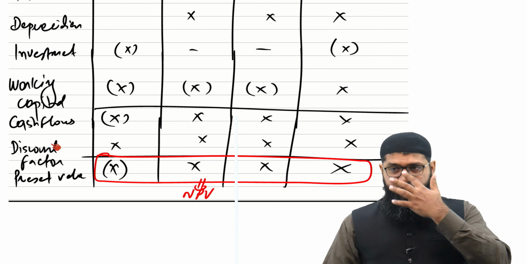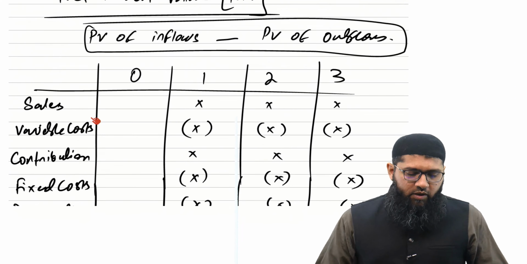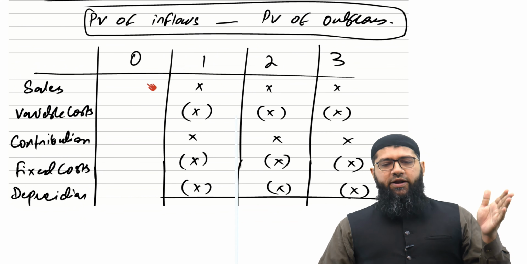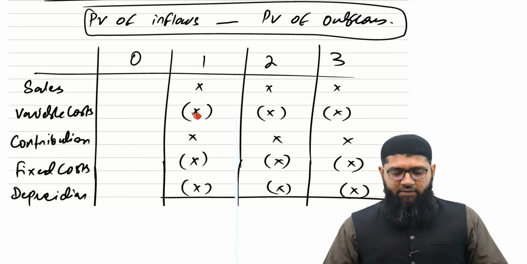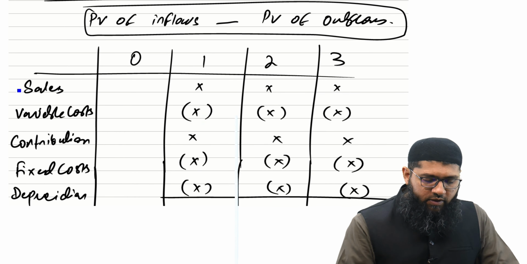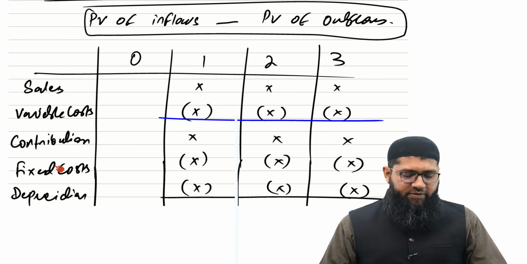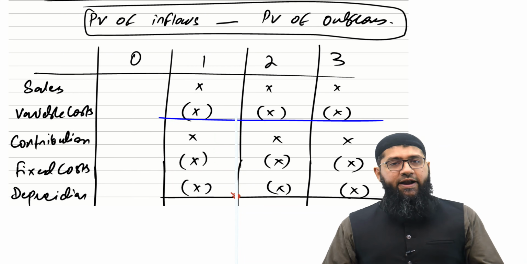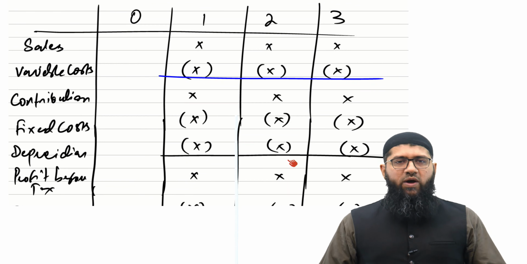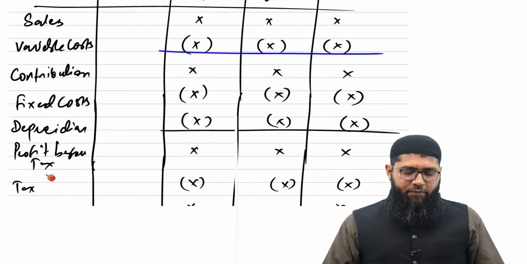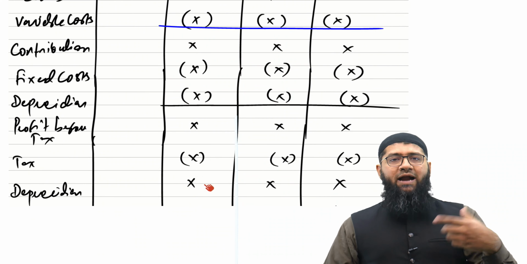Now let's start discussing it. What is actually going to happen, let's say. You have a starting point, which is the sales, an inflow. You deduct the variable costs, and as a result you get the contribution. After the contribution, you deduct all the fixed costs and the depreciation, and then you have the profit before tax. Once you have the profit before tax, you deduct the tax from it, and then you add back the depreciation.